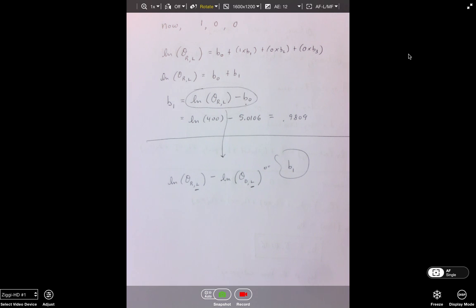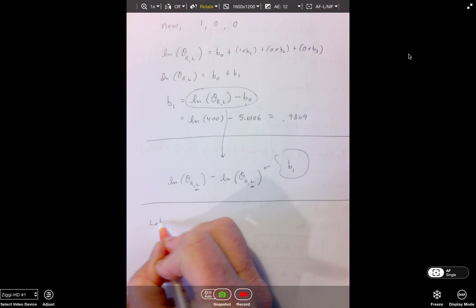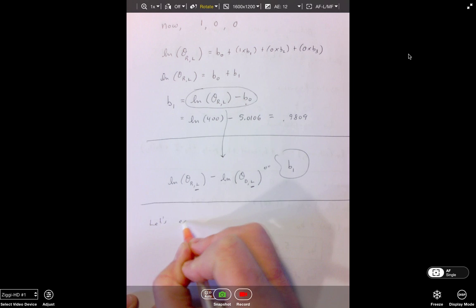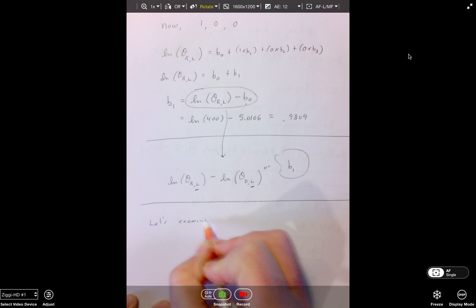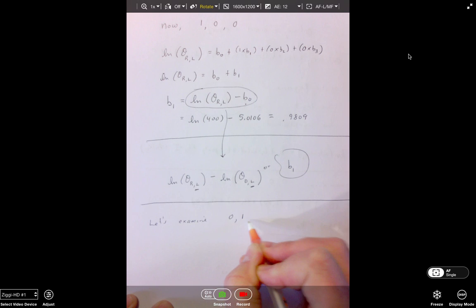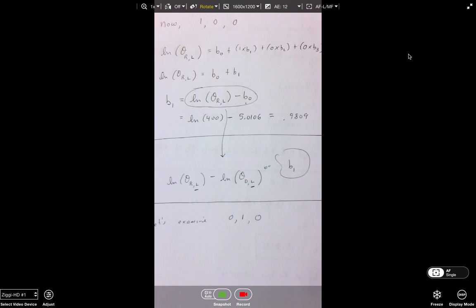Let's now examine the other. And guys, let's examine 0, 1, 0. And this 0, 1 would be a Democrat who is pro-choice. So we're going to need the natural log of the observed value for a Democrat who is pro-choice.